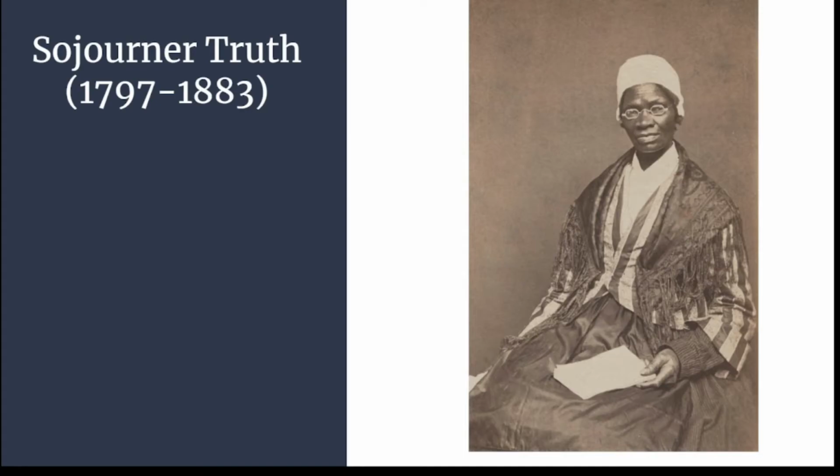"Where there is so much racket, there must be something out of kilter. I think that twixt the Negroes of the South and the women at the North, all talking about rights, the white men will be in a fix pretty soon. But what's all this here talking about? That man over there says that women need to be helped into carriages and lifted over ditches and to have the best place everywhere. Nobody ever helps me into carriages or over mud puddles or gives me any best place. And ain't I a woman? Look at me. Look at my arm. I have plowed and planted and gathered into barns, and no man could head me. And ain't I a woman? I could work as much and eat as much as a man when I could get it, and bear the lash as well. And ain't I a woman? I've borne 13 children and seen most all sold off to slavery, and when I cried out with a mother's grief, none but Jesus heard me."